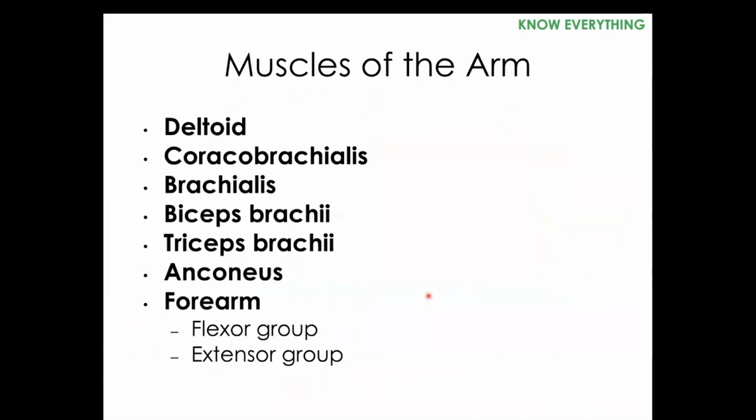And now we'll go over the muscles of the arm. So we have our deltoid, which is the main shoulder muscle, the coracobrachialis, the biceps brachii, the triceps brachii, the brachialis, and the forearm group. But we do not need to know the individual muscles of the forearm.